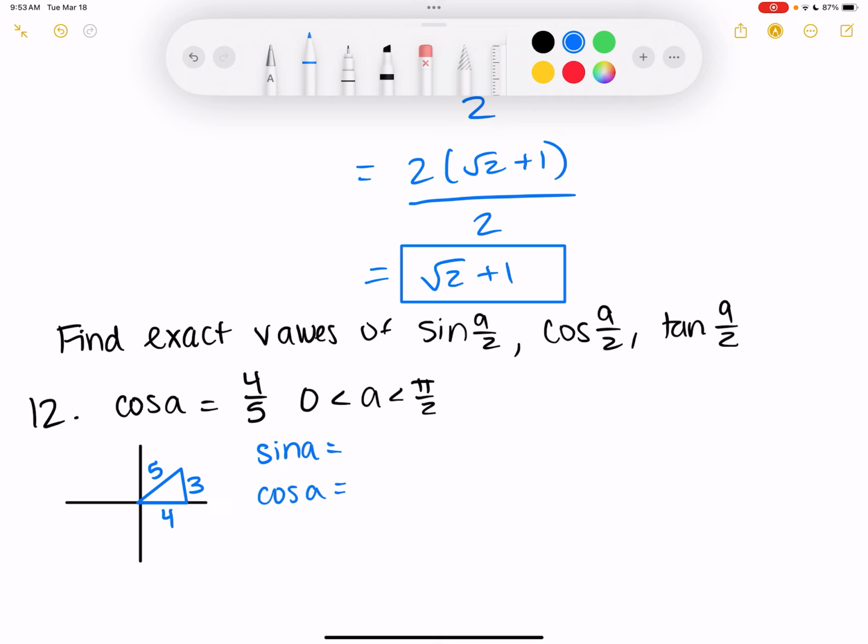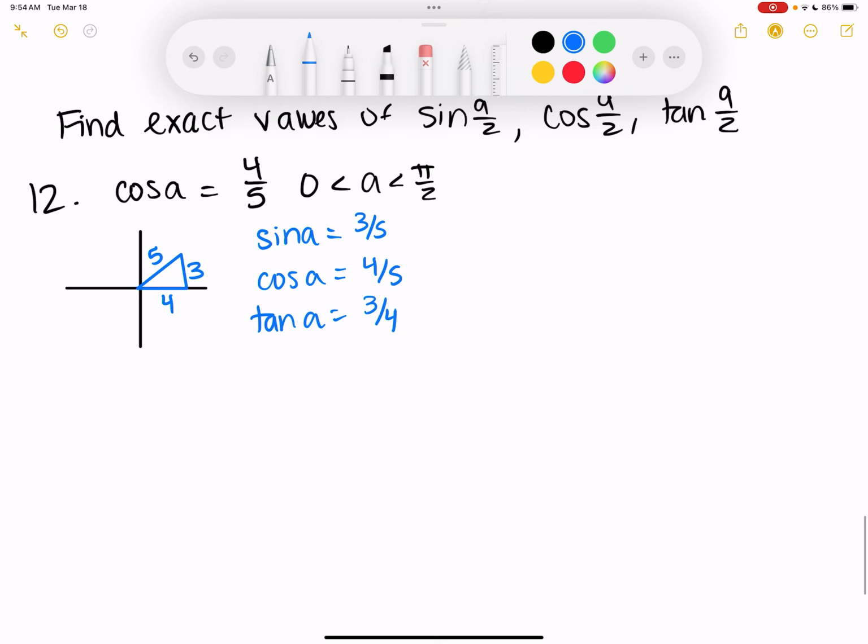I don't really need tangent, technically, because tangent's not in any of my formulas, but I'm going to write it anyway. So cosine of A was 4 over 5. That was given. What's the sine of A? 3 over 5. And what's tangent of A? 3 over 4. So I'm going to use these things to find these 3 exact values for the half angles.